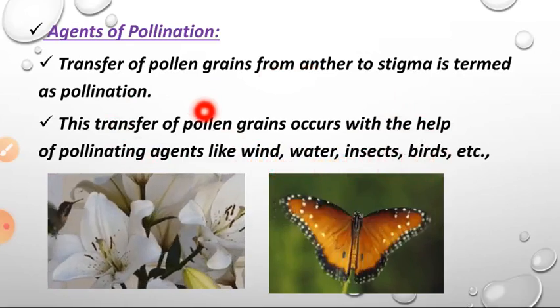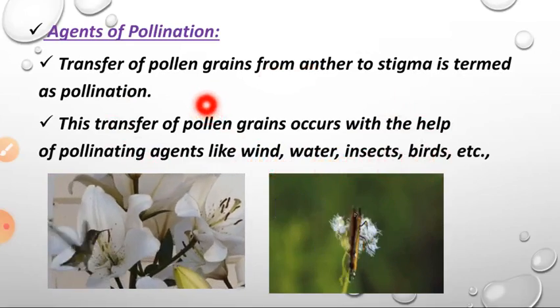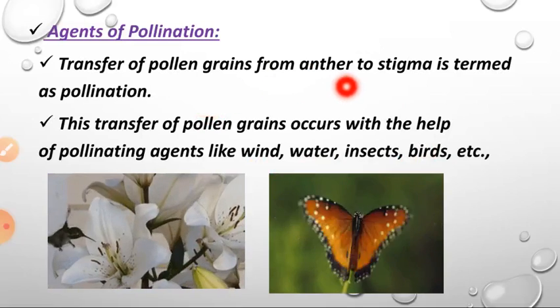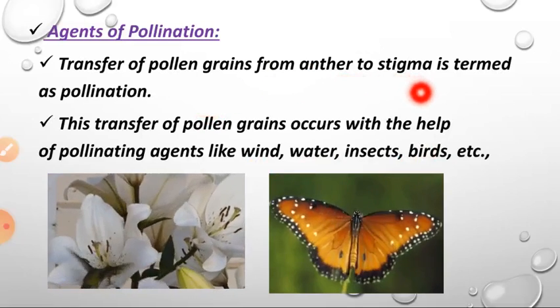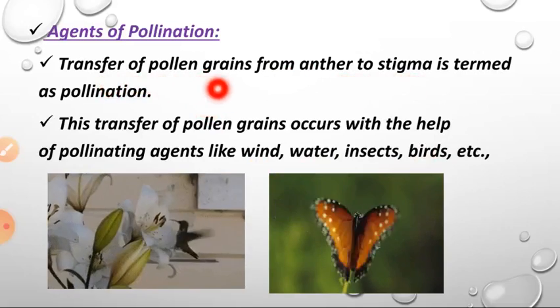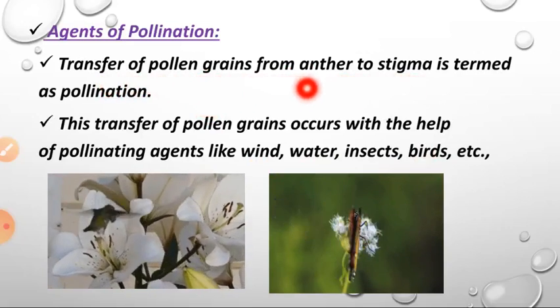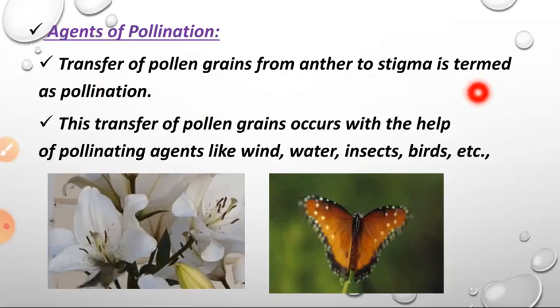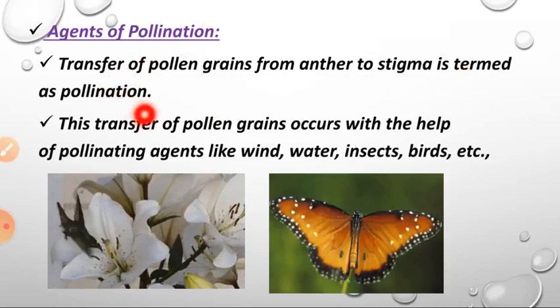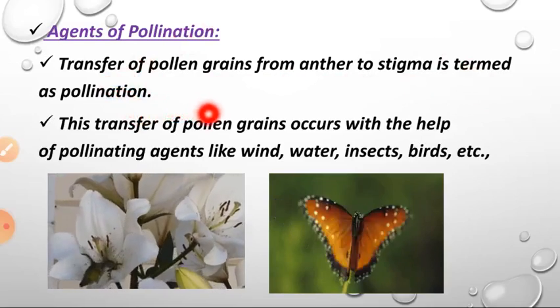So what do you mean by the pollination process? Pollen grains reach from the anther, the male part of the flower, to the stigma, the female part of the flower. This is known as pollination.